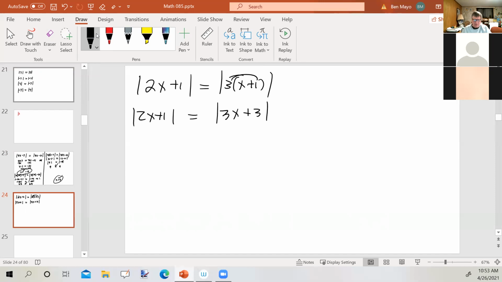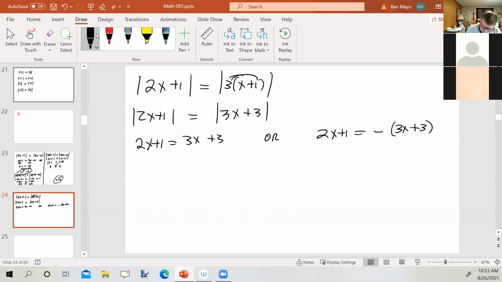Okay, so we'll simplify inside first. So now one of my possible equations is going to be 2x plus 1 equals 3x plus 3. And the other one, 2x plus 1 equals the opposite of 3x plus 3. So now it's really just like the last scenario. But I wanted to simplify inside the absolute value bars before I worked on getting rid of them.